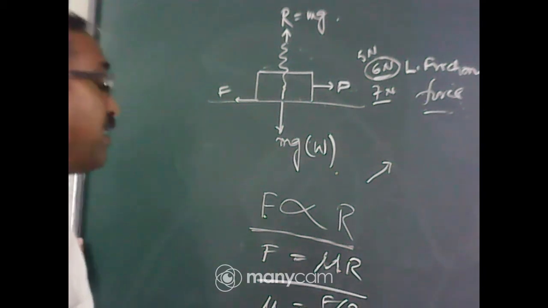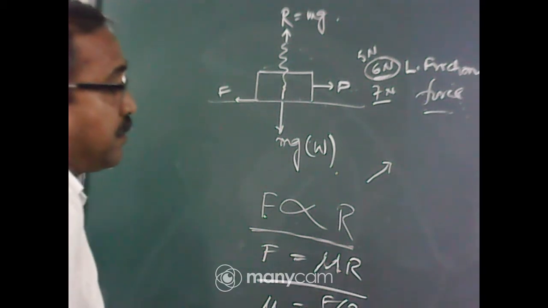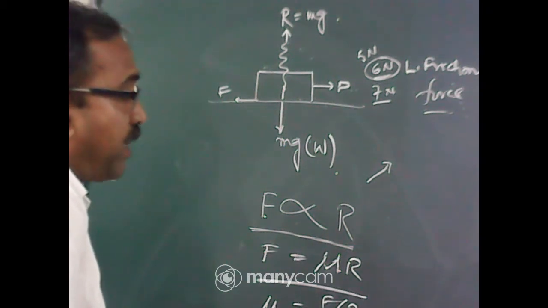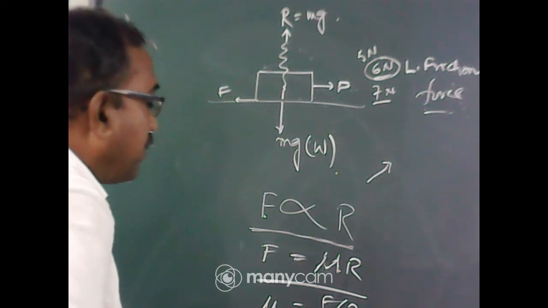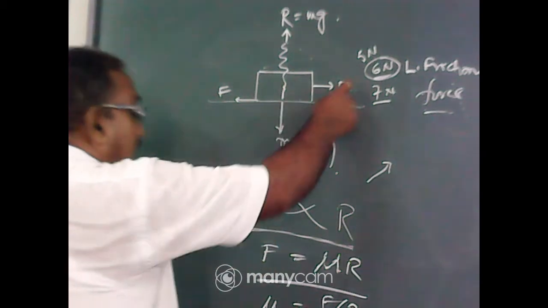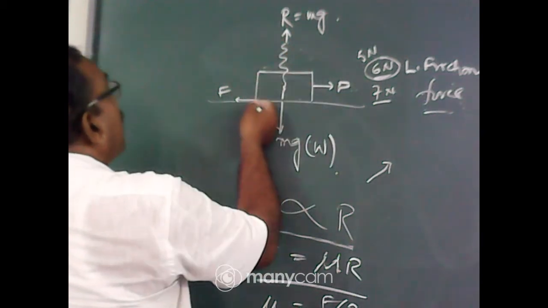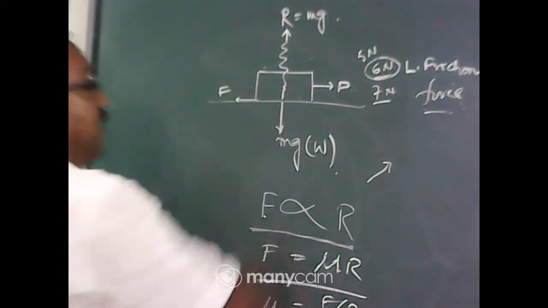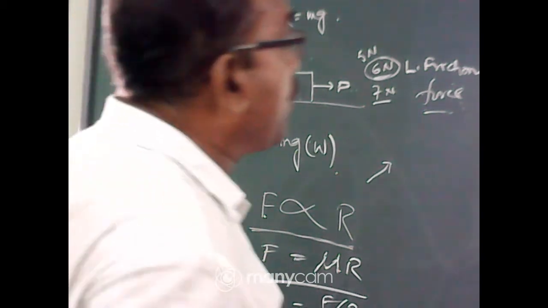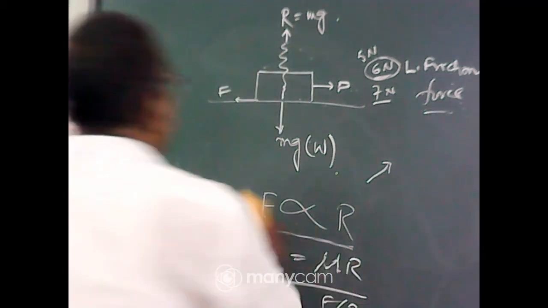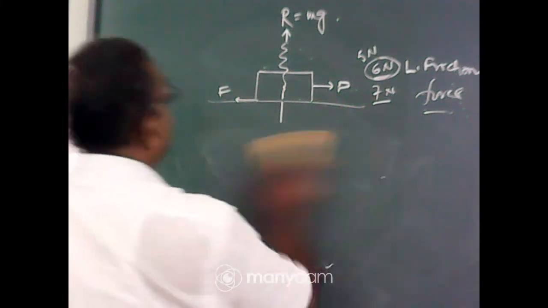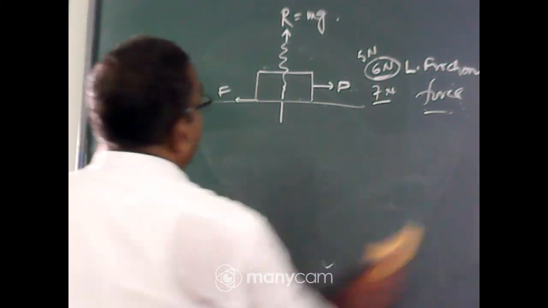Is that value greater than 1, equal to 1, or less than 1? That value must be less than 1. If the frictional force is more than that, then the force will always be in this direction. So my dear students, you check it. There are 3 types of friction you see in your books: the static friction, the kinetic friction, and the rolling friction.